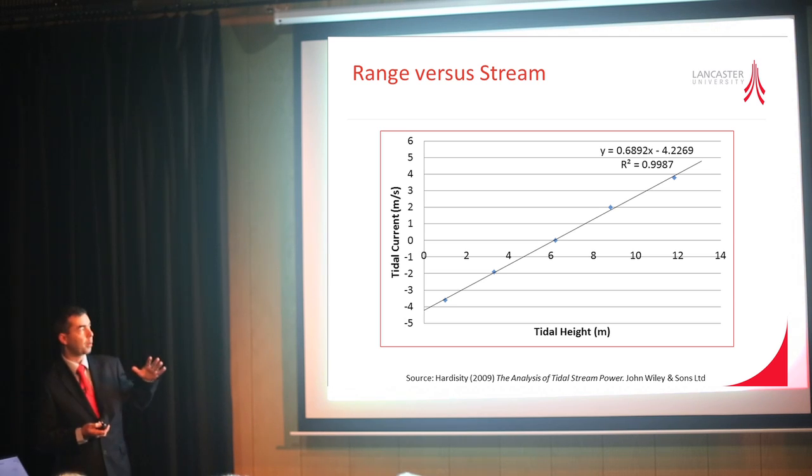So from the data that we've had in terms of range, we can map that directly to tidal stream and variations in speed of flow as well.